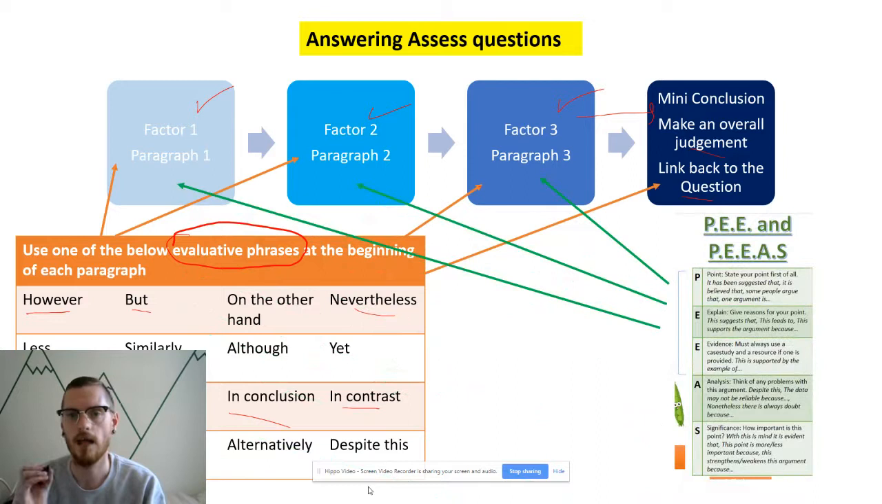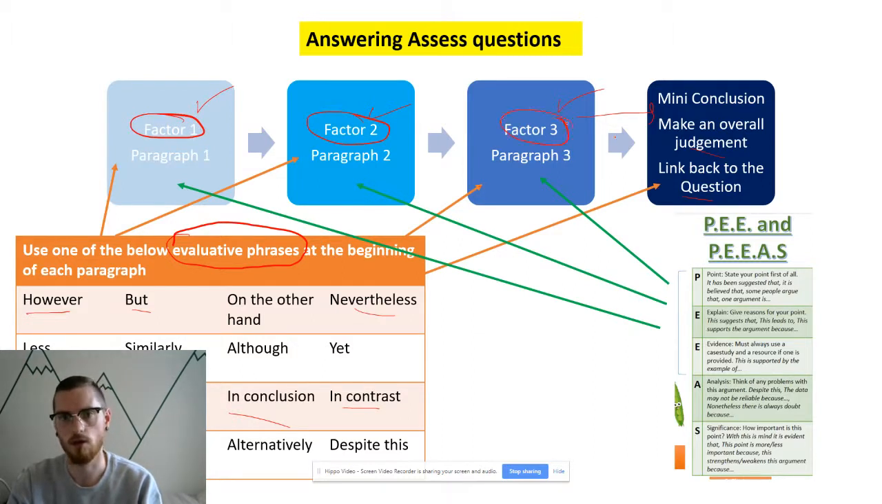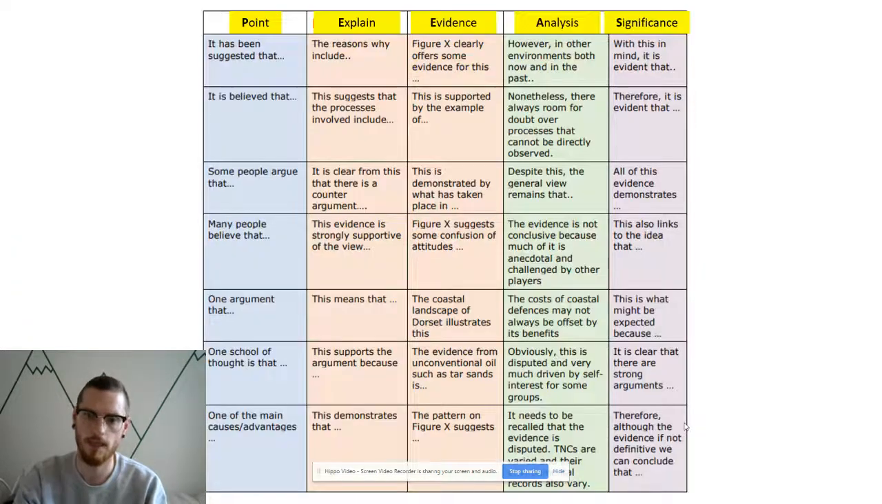And lastly, every single one of these factors, factor 1 and factor 2 and factor 3, not the conclusion, must follow PEAS. Point, evidence or explain, analysis, significance. These can be the other way around, but it's point, explain, evidence, analysis, significance. Got to do it, okay? You should all know that structure. If not, learn it now. This is taken from the exam board.